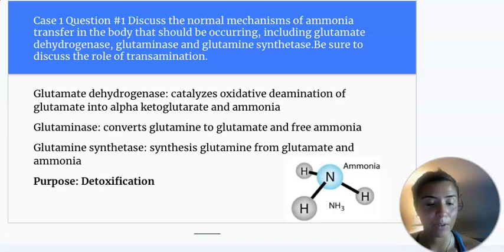Further, the enzyme glutamine synthetase is able to synthesize glutamine from glutamate and ammonia. Its purpose is as a detoxification strategy within the peripheral tissues. It does this by incorporation of free ammonia into a form that is not harmful to our bodies.